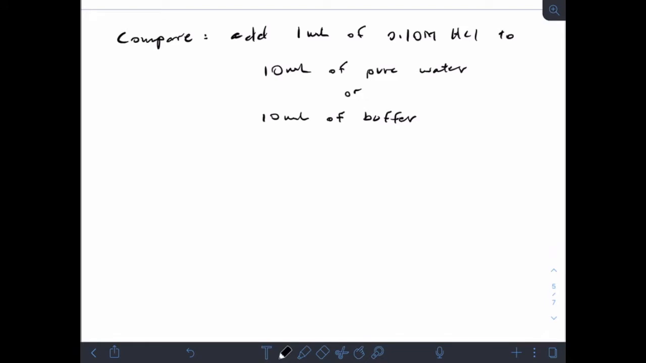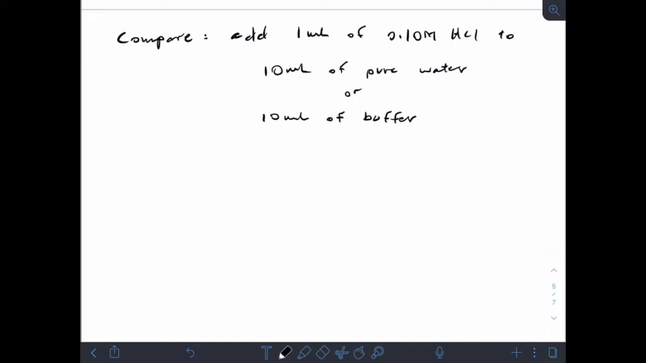Alright, so in this video for chapter 17, we're going to talk about the effects that arise when you add some acid to a buffer and how that affects pH. We're also going to talk about buffer capacity and buffer ranges.